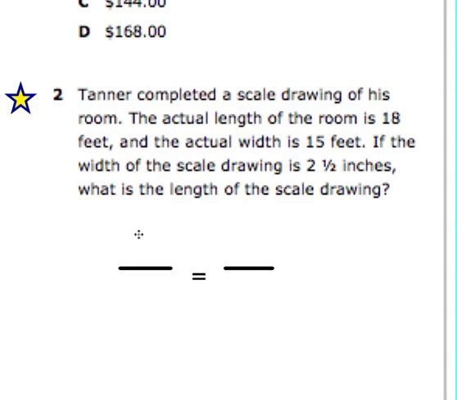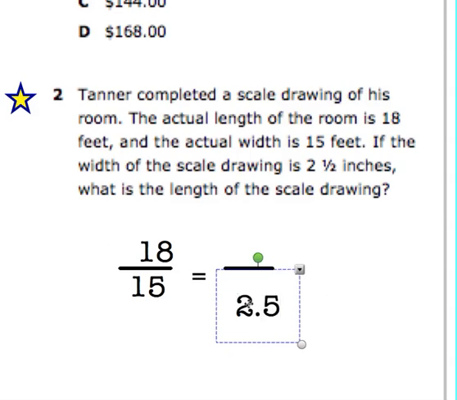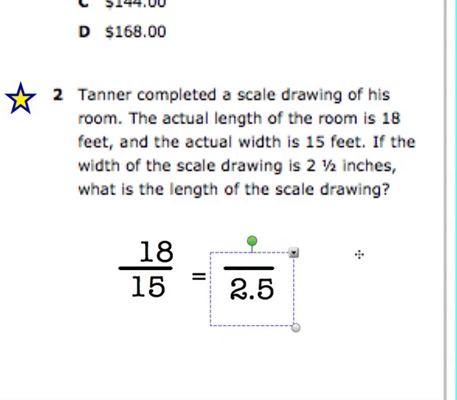Well, we're going to set this up as length on the top and width on the bottom. So 18 feet is to 15 feet. Remember, if you need to, you can write little notes of which one goes on the top and the bottom. This is the length to width. Now it says the width is 2.5. So we're going to put the width on the bottom since the width of the other one was also on the bottom. What we don't know is how big the length should be.